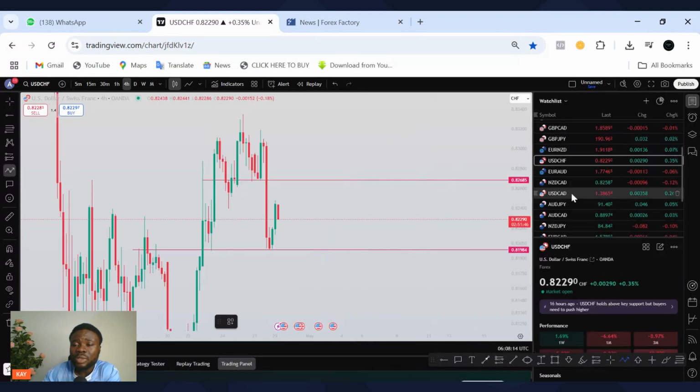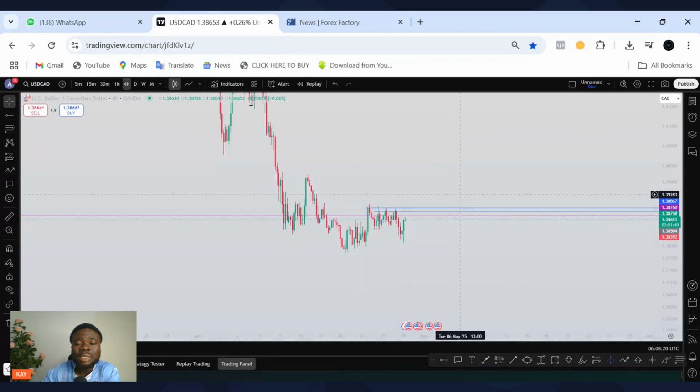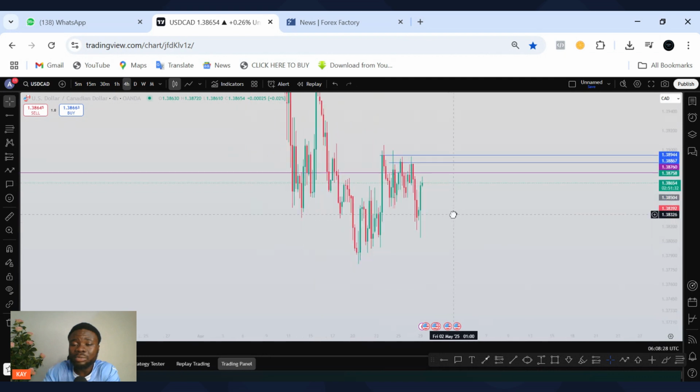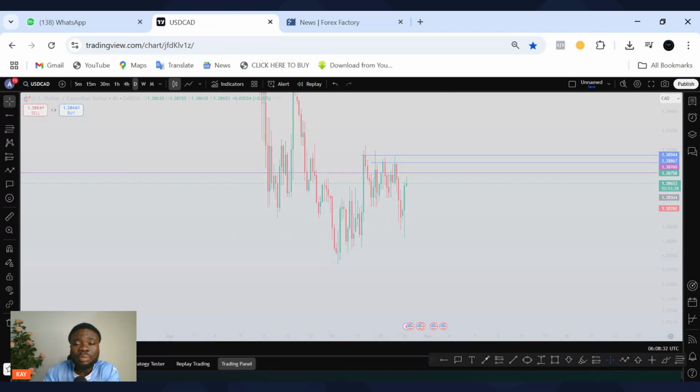So let's look at USDCAD. One thing you need to understand is that this week is NFP week, and most of the time when you are in NFP week, you don't see clean price action because the market doesn't trend as much.